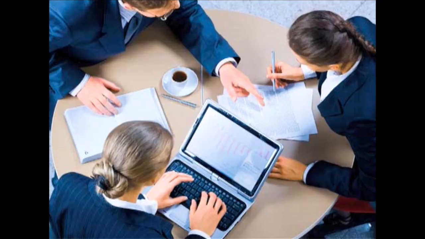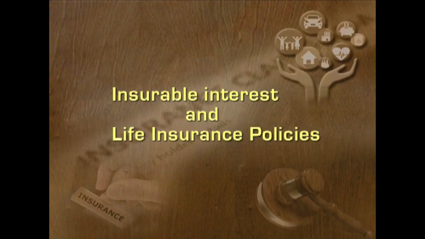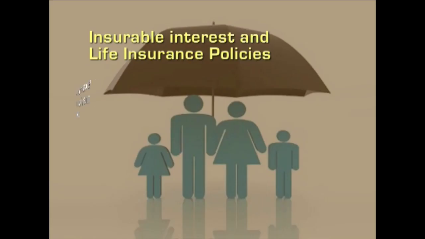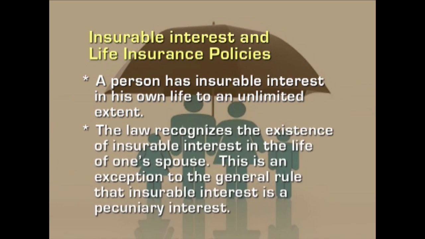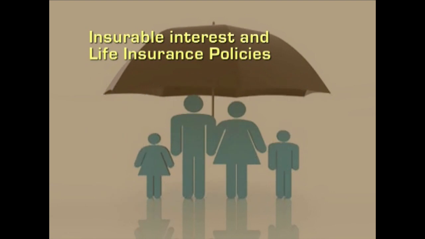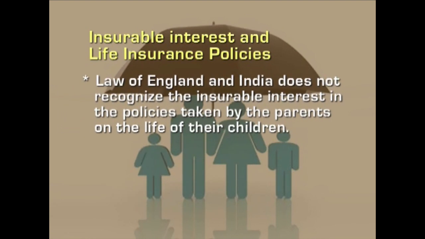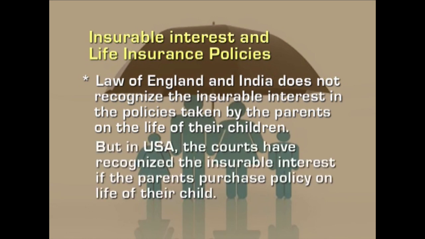The insurable interest may be created by the operation of the common law, by contract, or by a statute. Insurable interest and life insurance policies. A person has insurable interest in his own life to an unlimited extent. The law recognizes the existence of insurable interest in the life of one's spouse. This is an exception to the general rule that insurable interest is a pecuniary interest. The law of England and India does not recognize the insurable interest in the policies taken by parents on the life of their children. But in the USA, the courts have recognized the insurable interest if the parents purchase a policy on the life of the child.